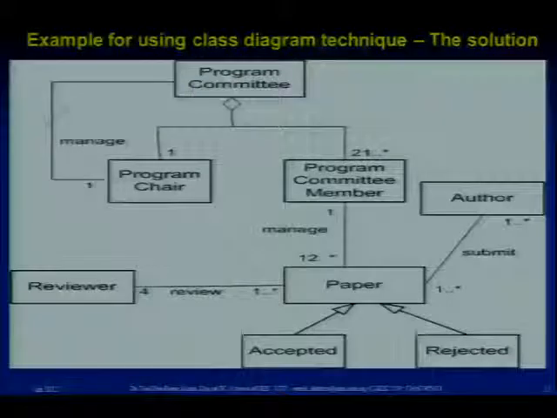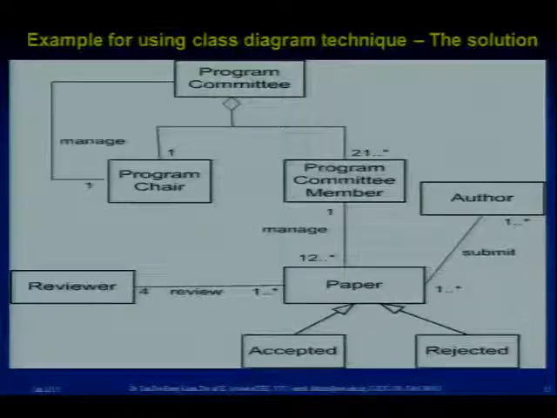From this example, you can see that in a class diagram, we may have two different relationship types between two classes. The first one in this case is an association. Program chair manages program committee. And the second relationship type is aggregation. Program chair is part of program committee. It's a member, it's also a member in program committee. So it's part of program committee.